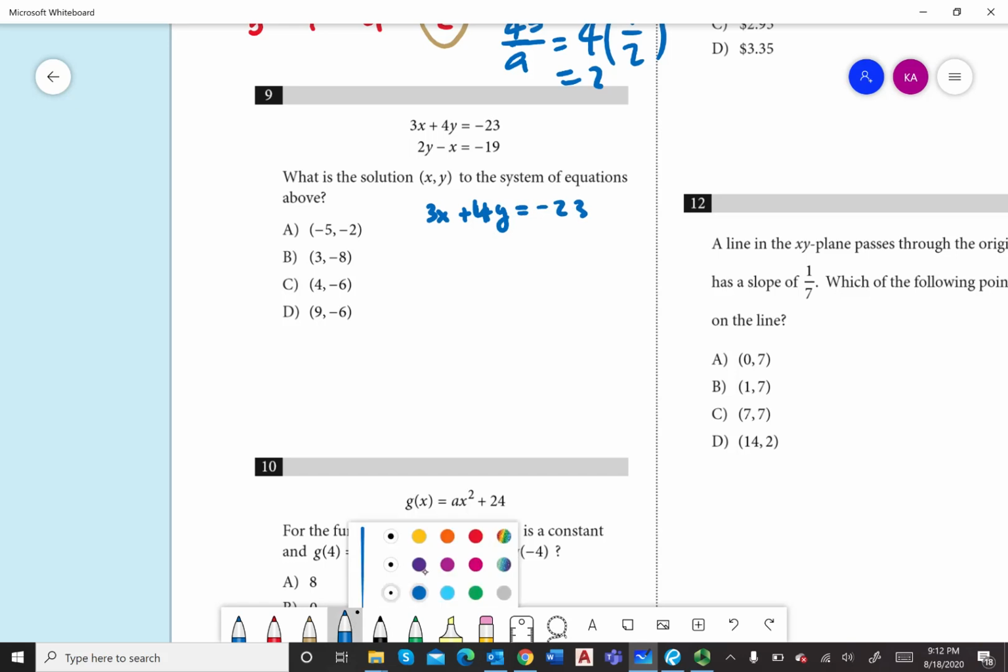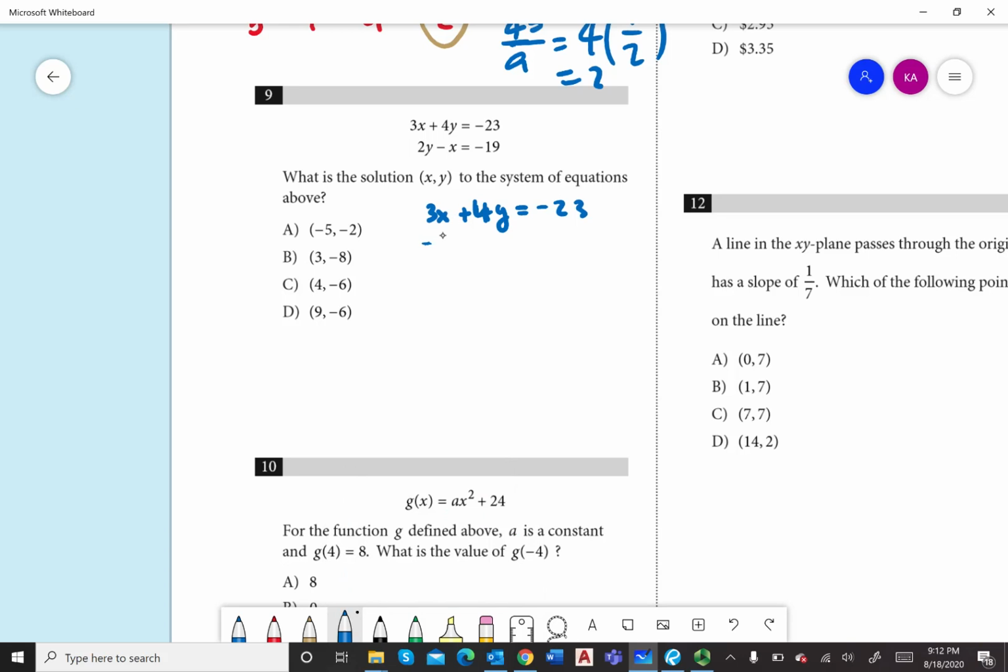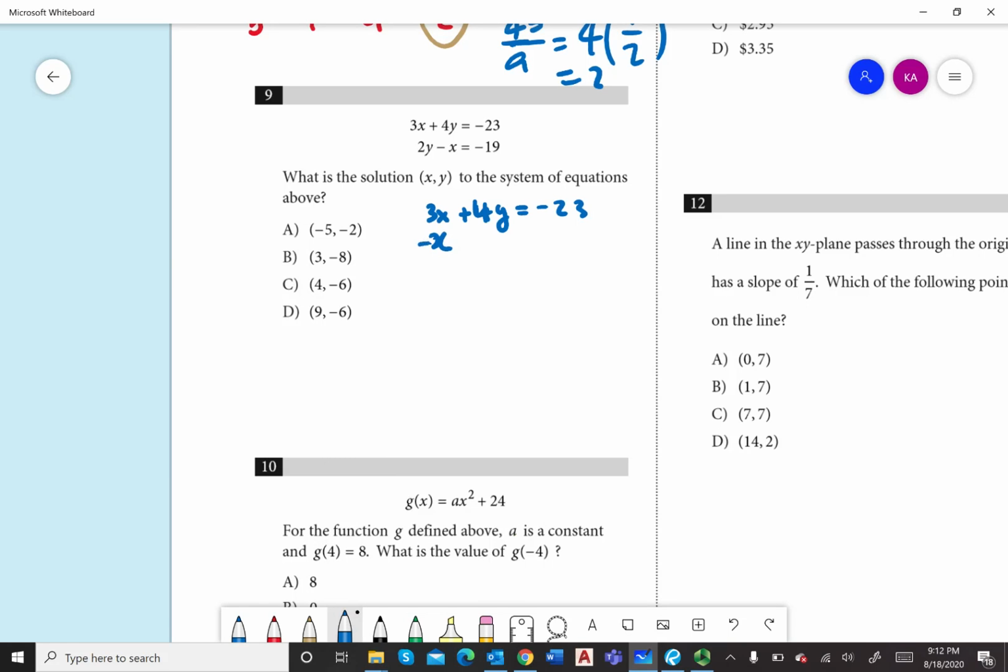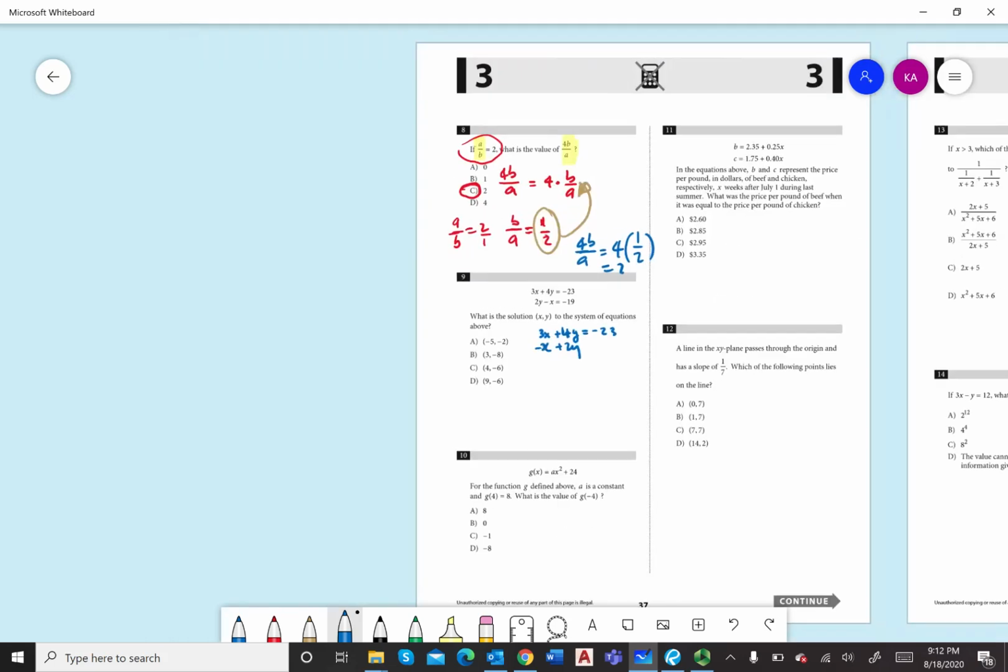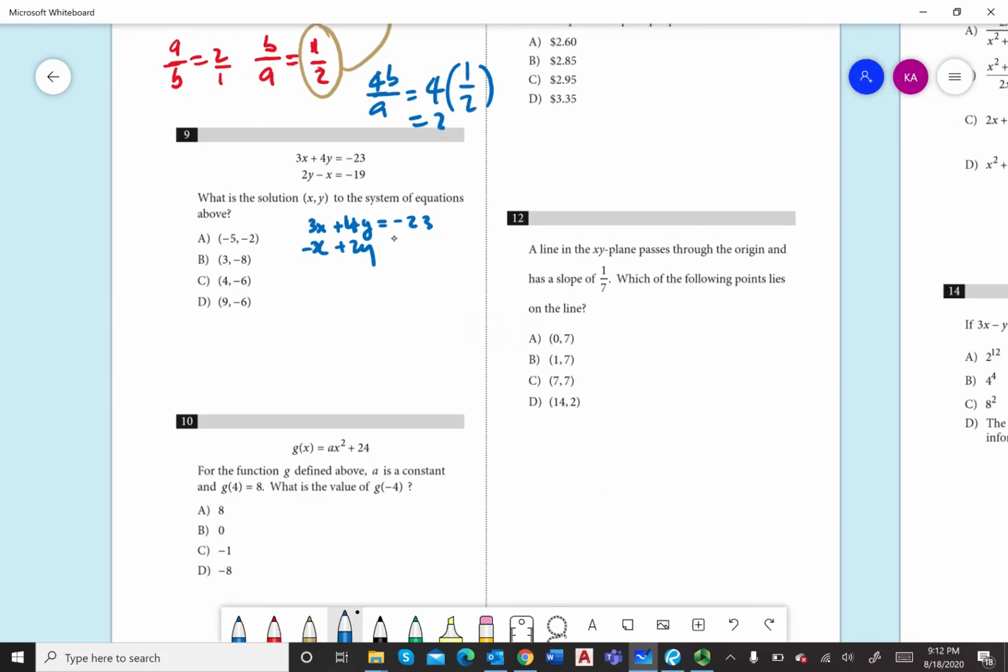Let me reduce this. I zoomed in, so it's a bit too heavy. Okay, I think I might have done it too much. Well, I guess that's fine. So negative x plus 2y. Now I switch them so that x can be under x and y can be under y. So it is equal to negative 19.